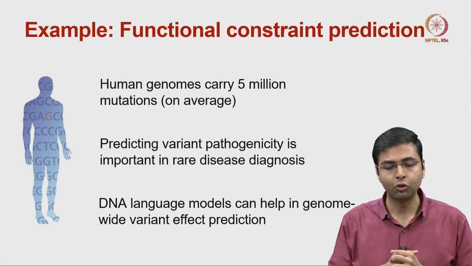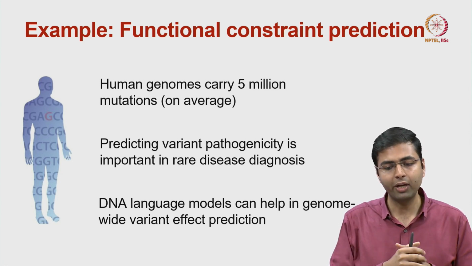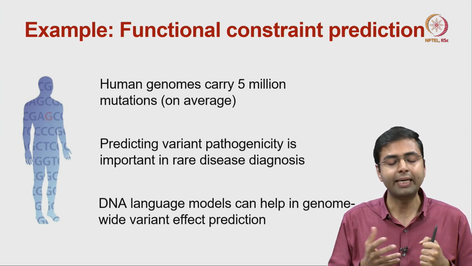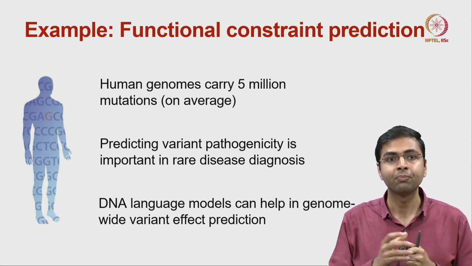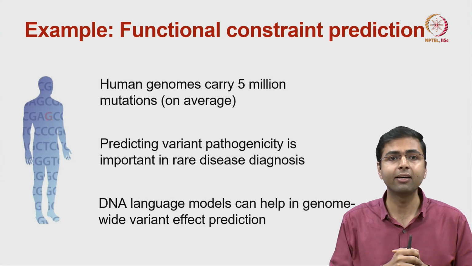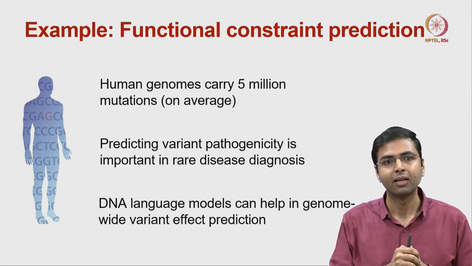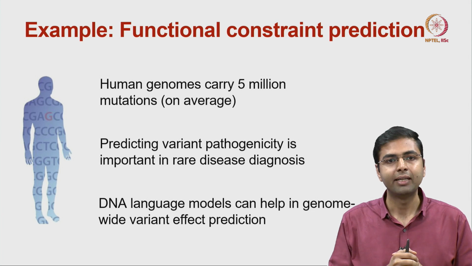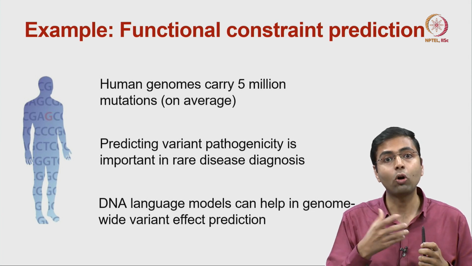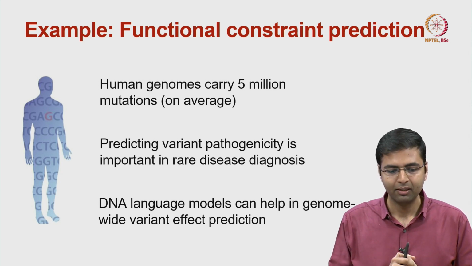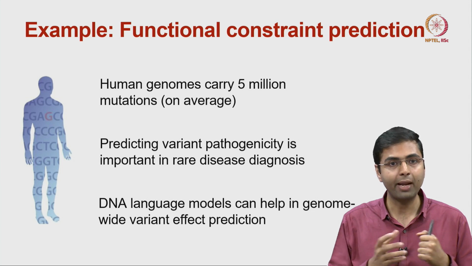Now in the context of human genomes, as we know, a typical human genome would have 5 million mutations on average, and in clinical settings, predicting variant pathogenicity, that is predicting which variants are likely to cause diseases, is very important in rare disease diagnosis. So in such applications, DNA language models can help in genome-wide variant effect prediction. That is to understand which variants are likely to cause diseases versus which variants may be benign. So this is a promising application of DNA language models when applied to human genomes.